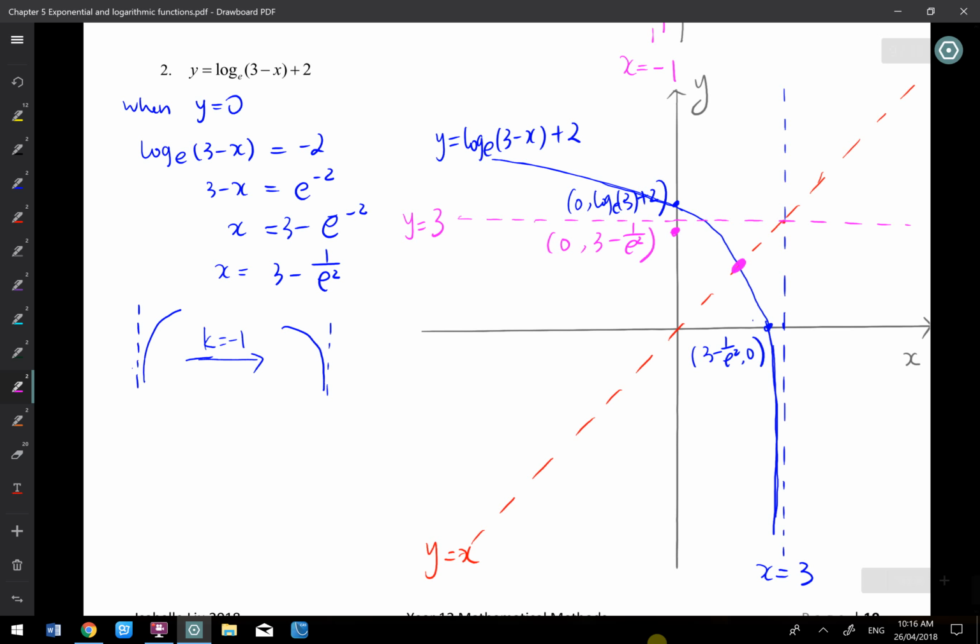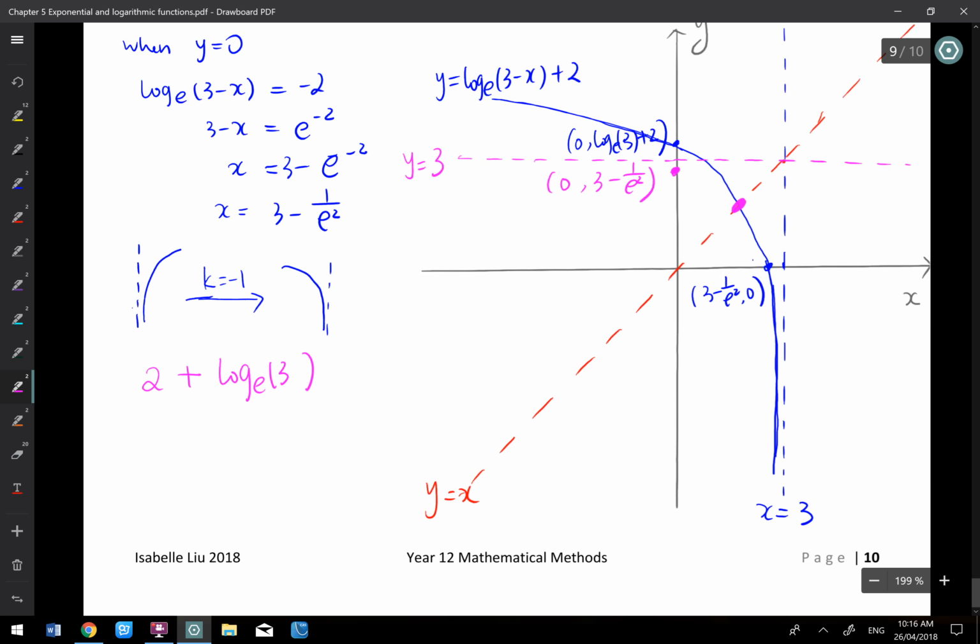But for 2 plus log base e of 3, do you think that point is greater than 3 or below 3? Okay, that's something we need to decide, because whether it's on this side or that side. How do we decide it? Why do we test with 3? Because the asymptote is 3. We want to see whether it's on the left of 3 or on the right of 3.